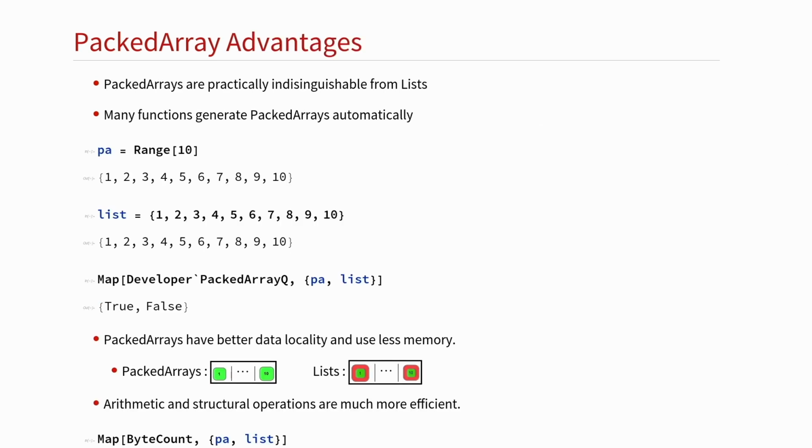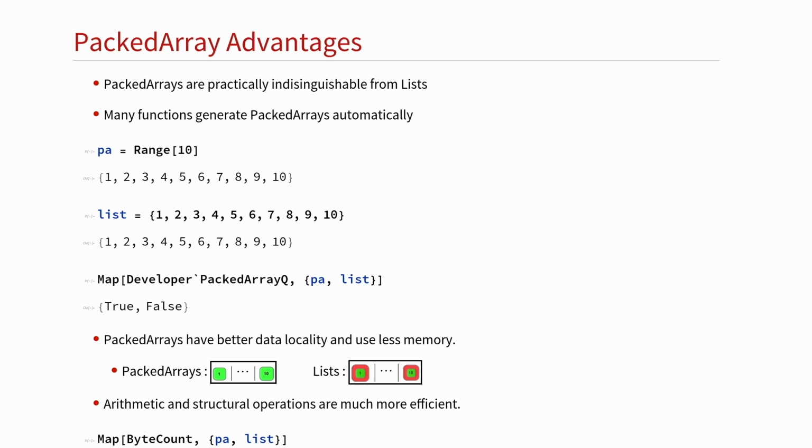So what's the difference? Packed arrays are practically indistinguishable from lists. Many functions generate packed arrays automatically. So here's an example. Here, this function range knows that it's working with machine numbers. It makes this thing here. And then I type in manually this list of numbers, and I get this thing here. This is a list. And this is actually a packed array, and you can use this special function to distinguish between the two. So a packed array essentially lays out all the data as a machine array consecutively, whereas a list has a Mathematica data structure wrapped around each number.